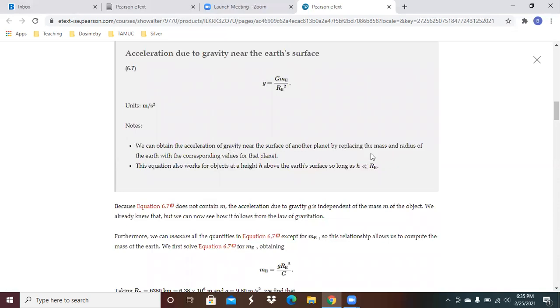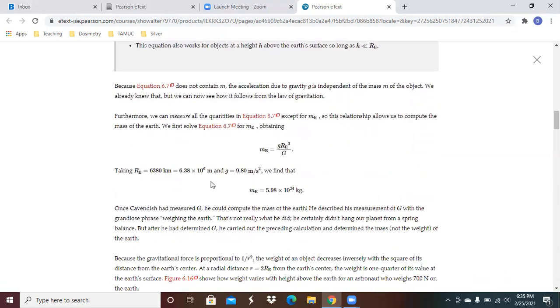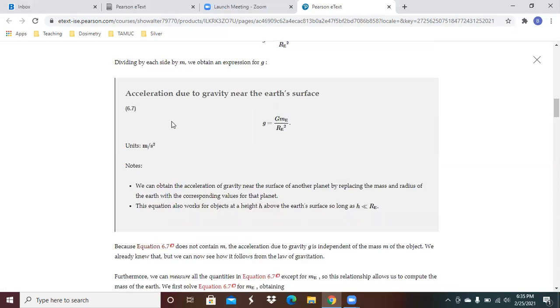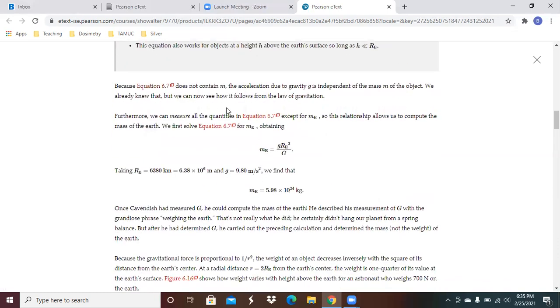You can obtain the acceleration of gravity near the surface of another planet by replacing the mass and radius of the Earth with corresponding values. So, because this does not contain m, the acceleration due to gravity is independent of the mass of the object. So we already know that, but we want to see how that follows from the laws of gravitation.